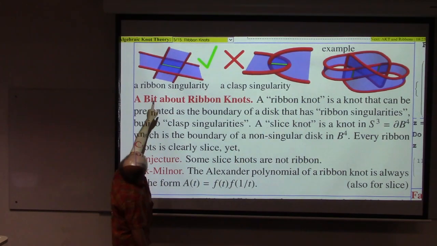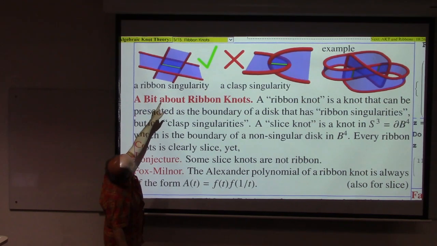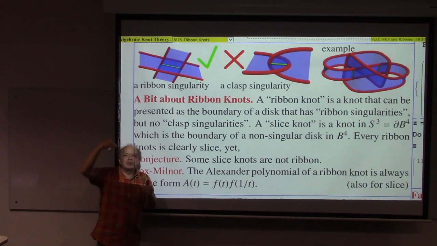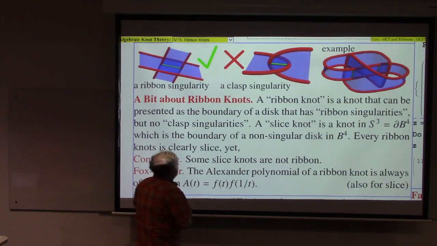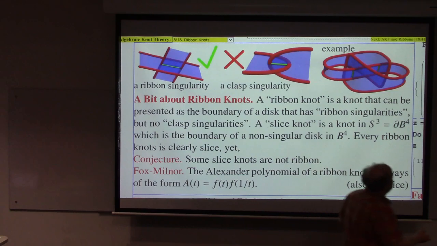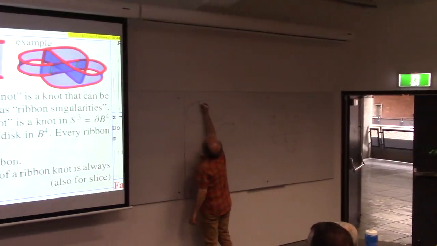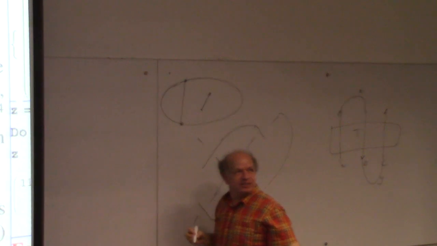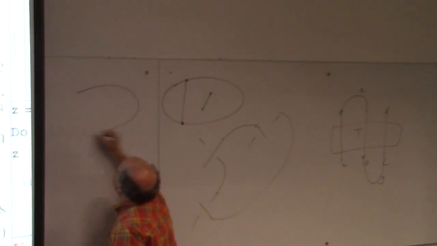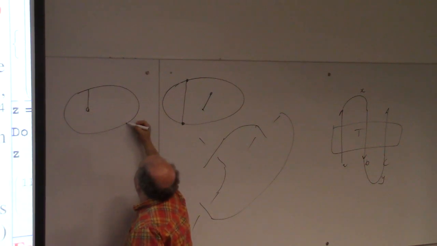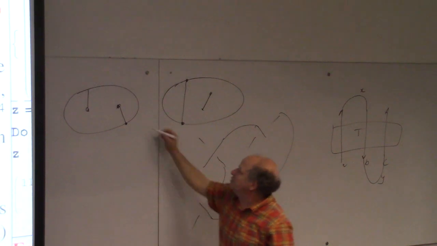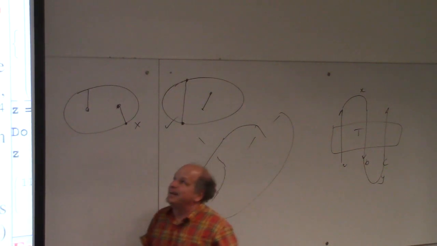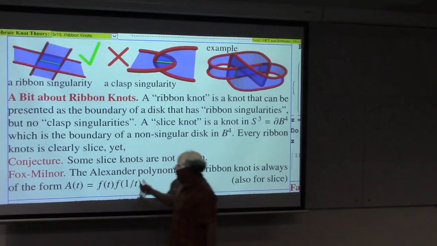The difference is that, you see, every singular line has two pre-images in the parameter disk. In a ribbon singularity, of these two pre-images, one goes from edge to edge, and the other is completely internal. In a clasp singularity, of these two pre-images, one goes from the edge to the interior, and the other one also goes from the edge to the interior. So this is not allowed, this is allowed. An example of a ribbon knot is shown here. Okay, so that's the first definition.